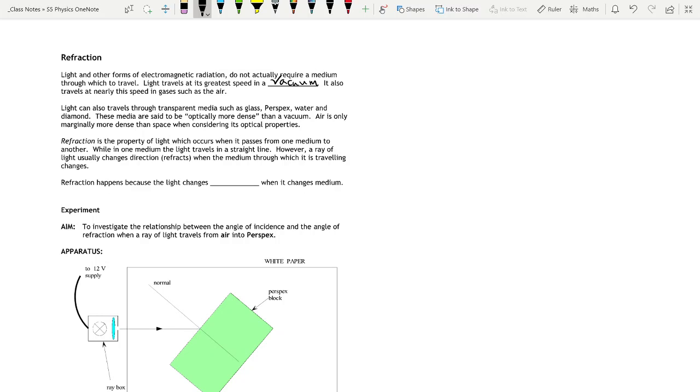Refraction is the property of light which occurs when it passes from one medium to another. While in one medium the light travels in a straight line, however, a ray of light usually changes direction or refracts when the medium through which it is travelling changes. And refraction happens because the light changes speed when it changes medium. Just to note here, and this will become important later, frequency does not change. And that, as I said, will become important later on.